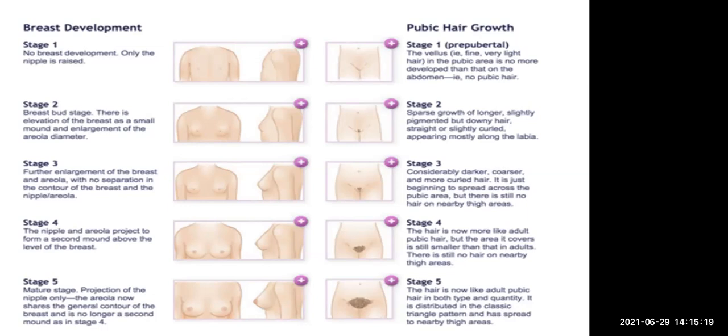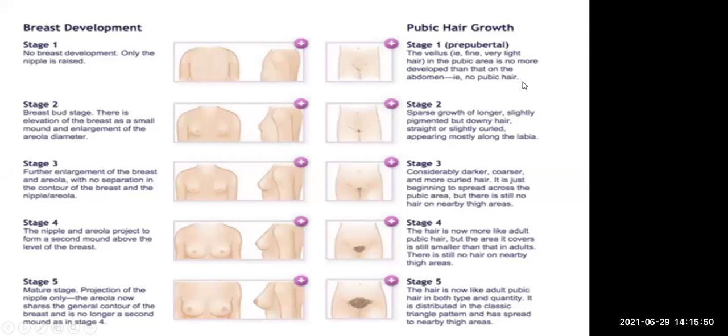Stage 2, there's a breast bud. Stage 3, further enlargement of the breast and areola without separation of the contour. But stage 4, there is a separation, the nipple and areola projected to form a second mound above the level of the breast. And then the final is stage 5, the maturation stage, where there is projection of the nipple only. That's for the breast. Secondly, we take a look at the pubic hair growth.